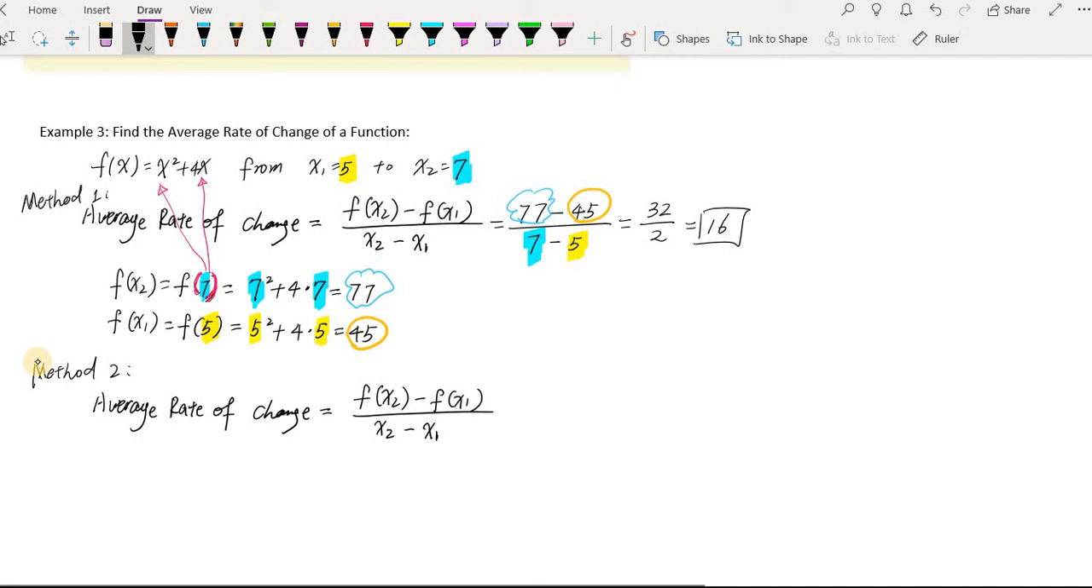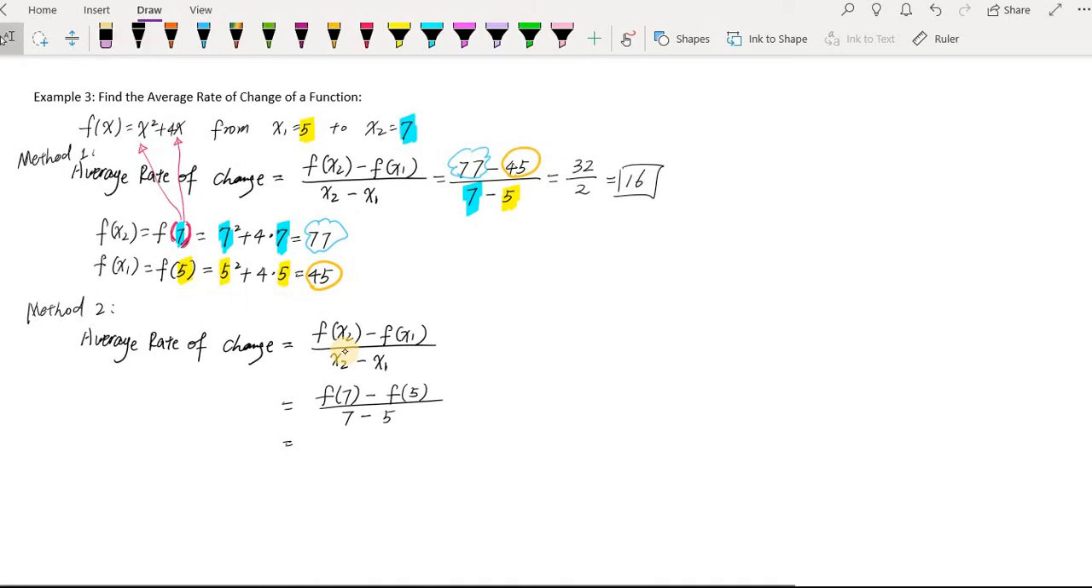So I can just write this as f of x2, which was 7, minus f of x1, which is 5, and we're just plugging in at the same time. Then x2 equals 7 and x1 equals 5. I can write it this way, and here I'm going to continue. Right now I can just plug in 7. That will be 7 squared plus 4 times 7. All I'm doing is evaluating at the same time.